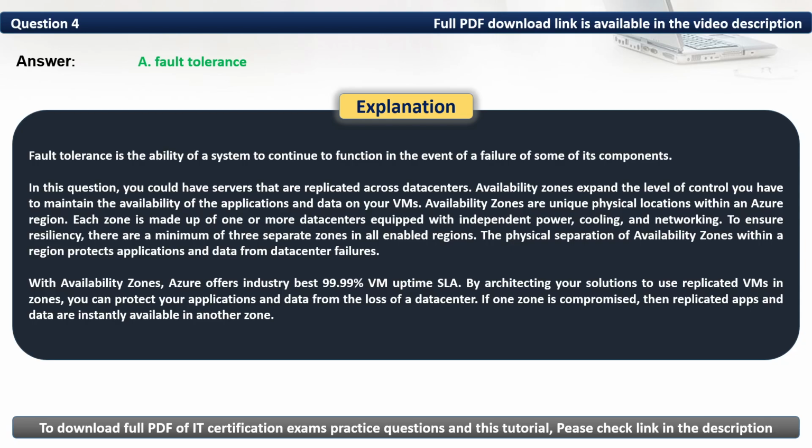With availability zones, Azure offers industry best 99.99% VM uptime SLA. By architecting your solutions to use replicated virtual machines in zones, you can protect your applications and data from the loss of a data center. If one zone is compromised, then replicated apps and data are instantly available in another zone.